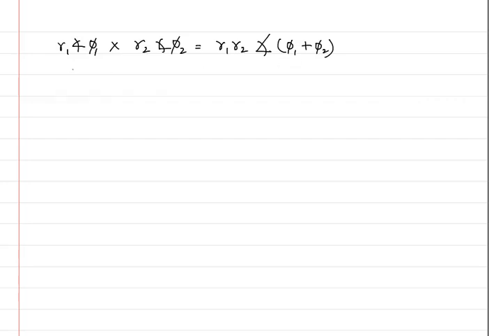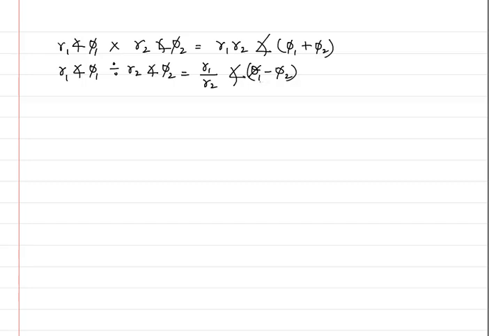Similarly, if you have two numbers to divide, let's say R1 angle phi 1 divided by R2 angle phi 2, then that is done by R1 divided by R2 angle phi 1 minus phi 2. It is the subtraction of the angles.